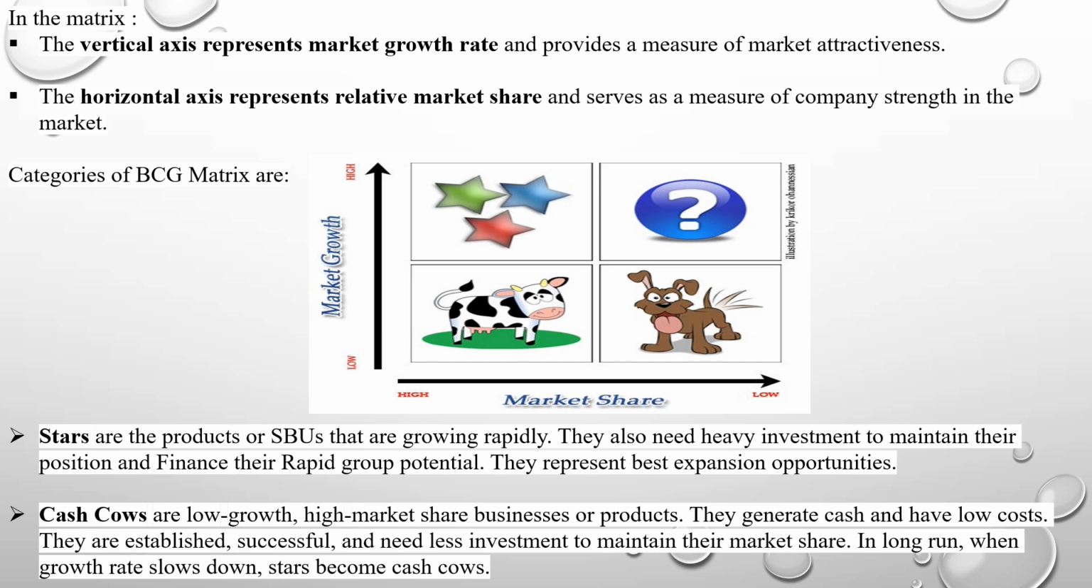Stars are the products or SBUs that are growing rapidly. They also need heavy investments to maintain their position and finance their rapid growth potential. They represent best expansion opportunities. Cash cows are low growth, high market share businesses or products. They generate cash and have low costs. They are established, successful, and need less investment to maintain their market share. In long run, when growth rate slows down, stars become cash cows.